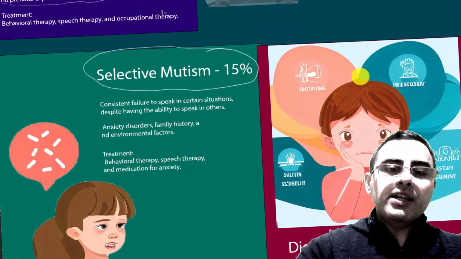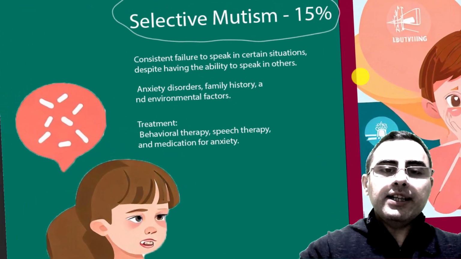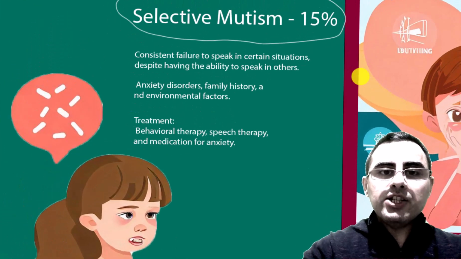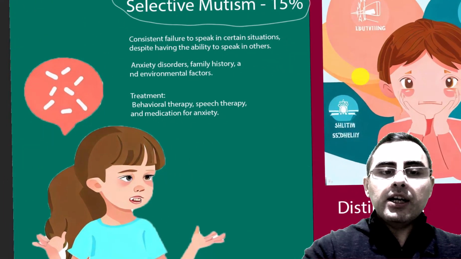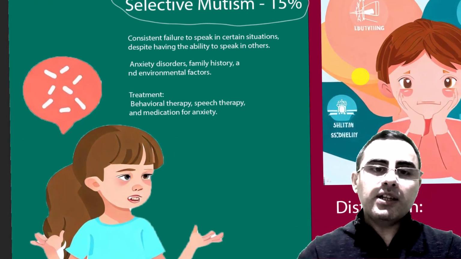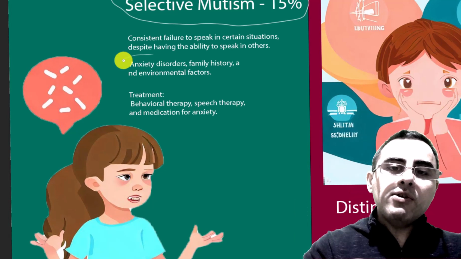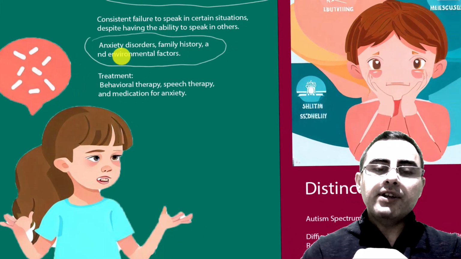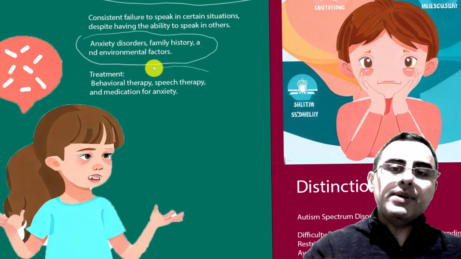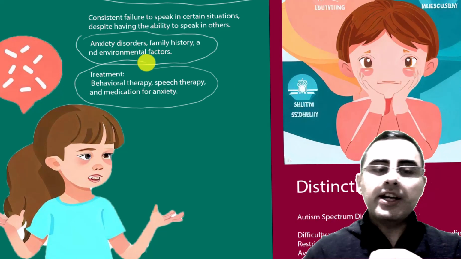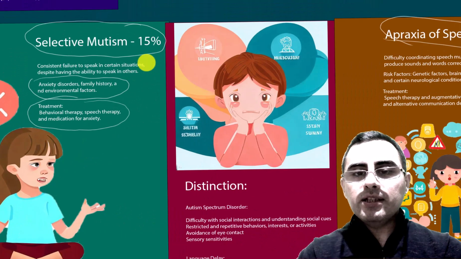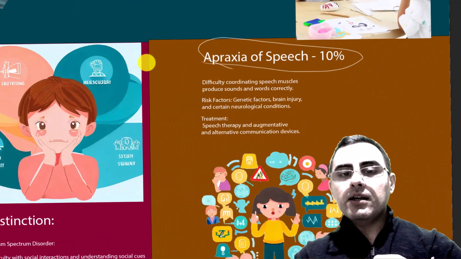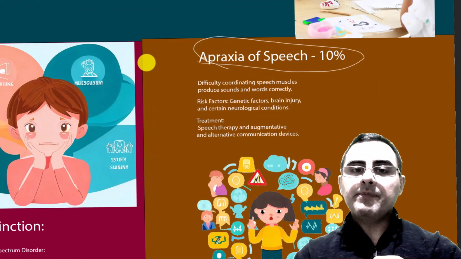Selective mutism is a condition where a kid is mute in certain situations, but she or he can speak in specific situations, and it is most commonly associated with anxiety disorder, family history, and other environmental factors. Behavioral therapy, speech therapy, and medication for anxiety in many cases are important and also have a favorable effect.